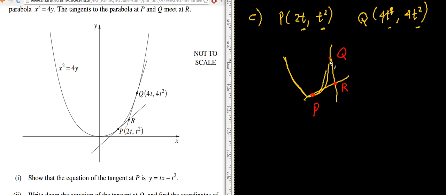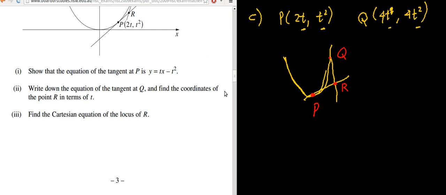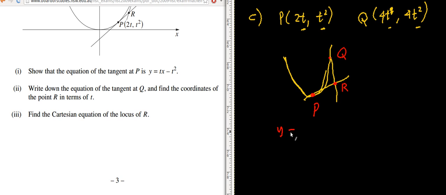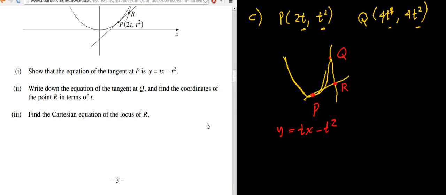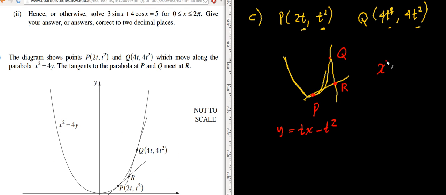So the first question is saying show that the equation of the tangent at P is y equals tx minus t squared. So this is what I need to show. Before I jump into the question, the equation of the parabola is x squared equals 4y. Okay, any tangent question, what do?